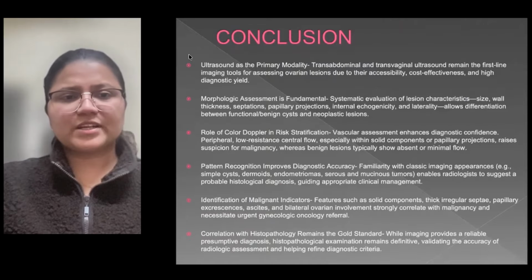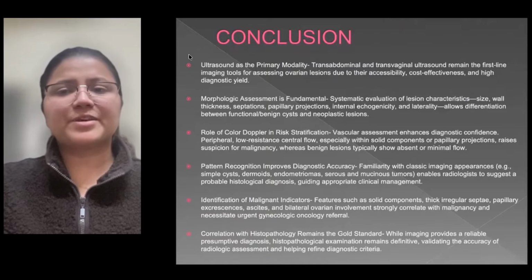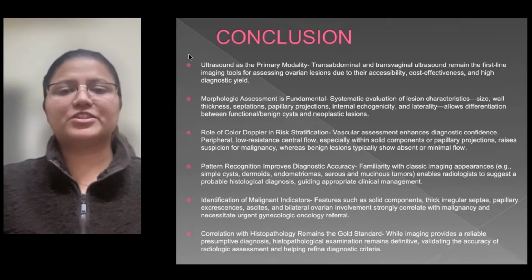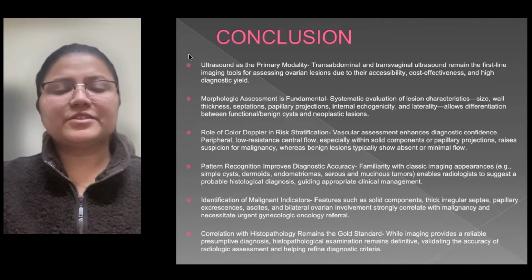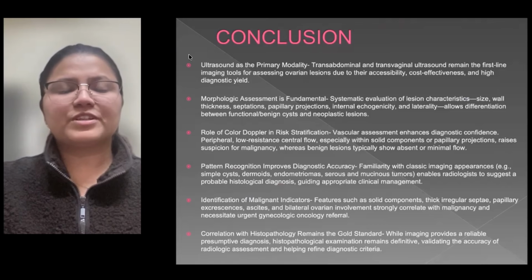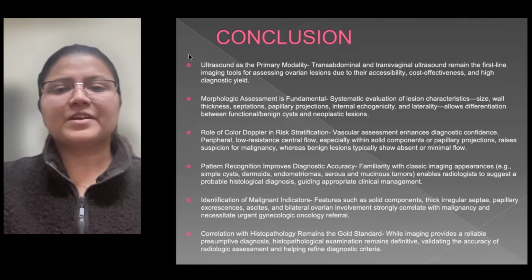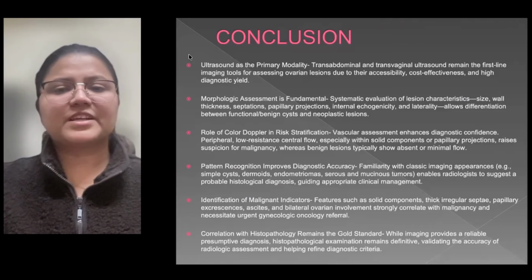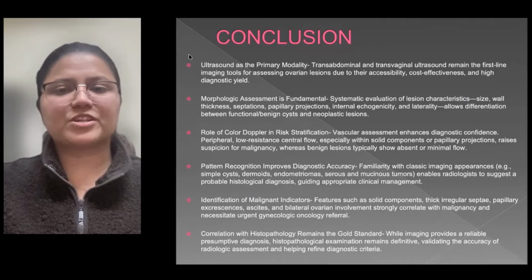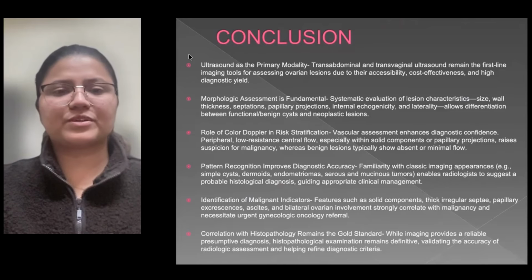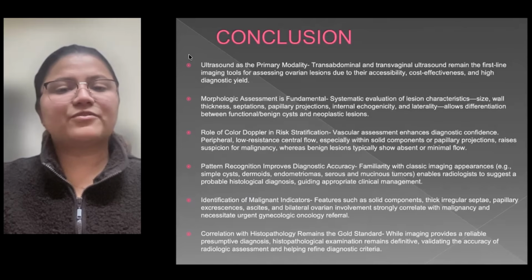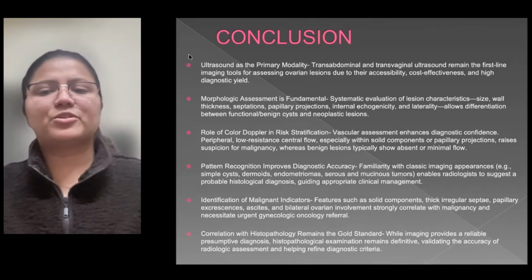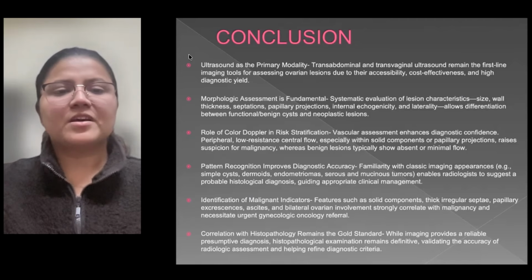So my conclusion for the study is that ultrasound remains the first-line imaging tool for assessing ovarian lesions due to its accessibility, cost effectiveness, and high diagnostic yield. It is very important for morphological assessment. Systematic evaluation of lesion characteristics like size, wall thickness, septations, papillary projections, internal echogenicity, and laterality is important. Color Doppler has a significant role in differentiating between benign and malignant lesions. Peripheral low resistance central flow, especially within the solid components or papillary projections, raises suspicion for malignancy.